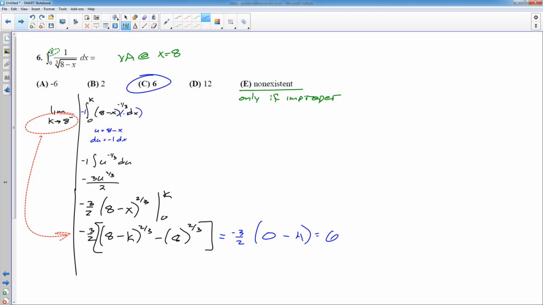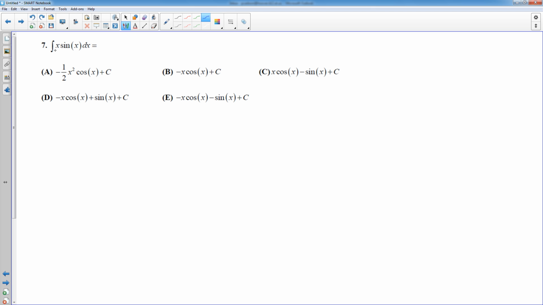All right, number 7. Antiderivative. This one is just a typical parts problem. It's like your prime example of parts. You could try u sub, but it's not going to work. I'm going to do parts where my u is x. My v prime is going to be sine x. The derivative of u is 1. The antiderivative of sine is negative cosine.